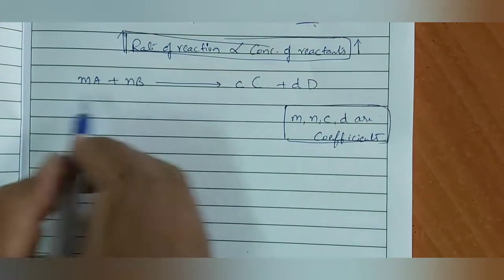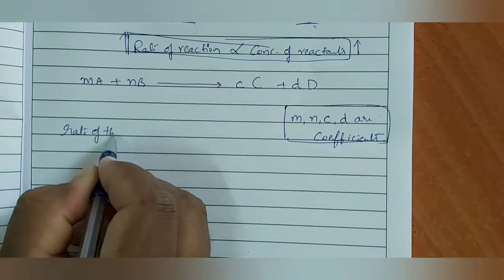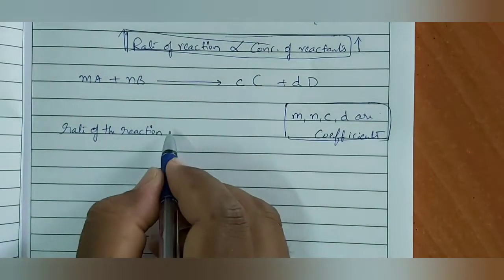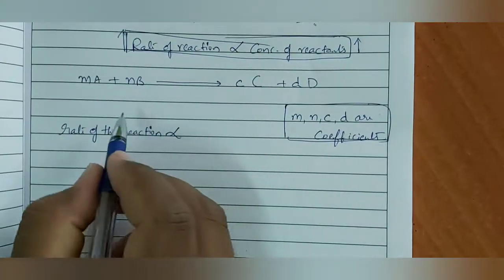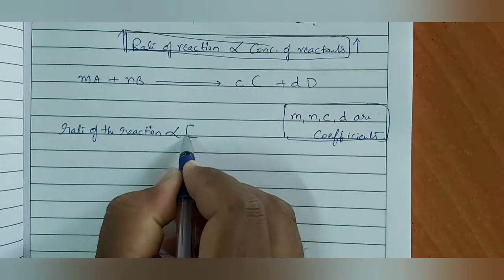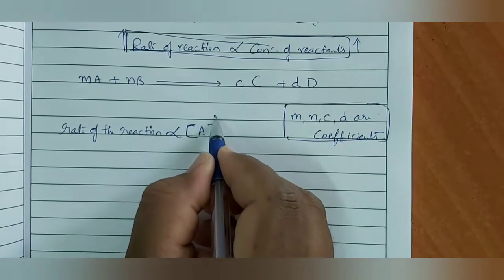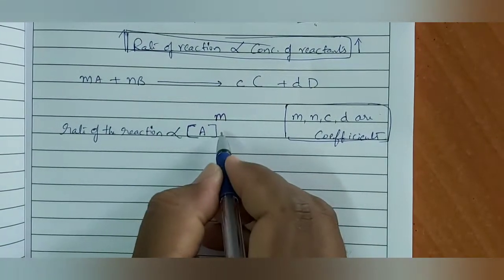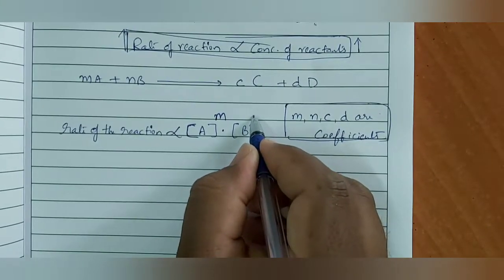For this reaction, I am going to write that the rate of the reaction is directly proportional to the concentration of reactants. The rate of the reaction is directly proportional to the concentration of A raised to the power of its coefficient a, into the concentration of B raised to the power of its coefficient b.